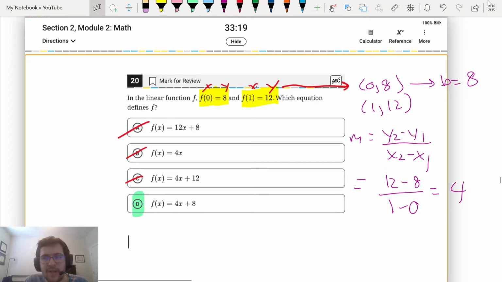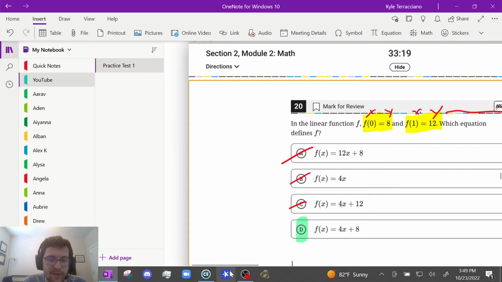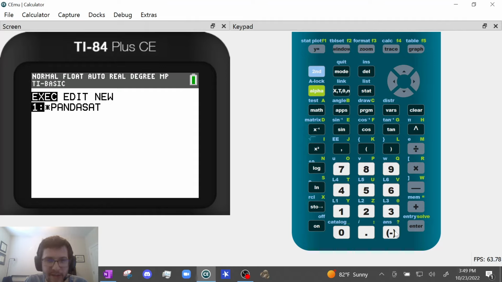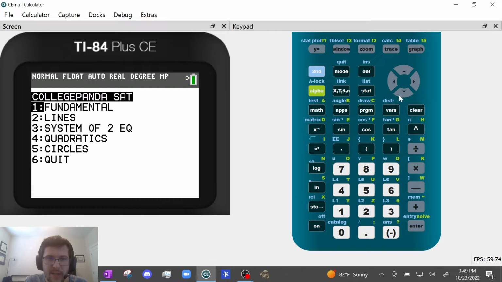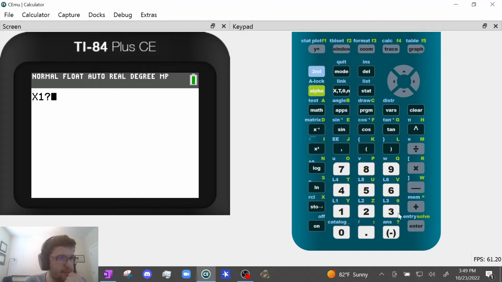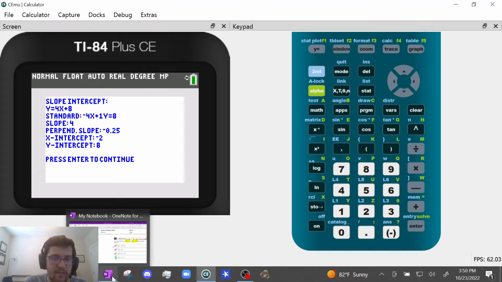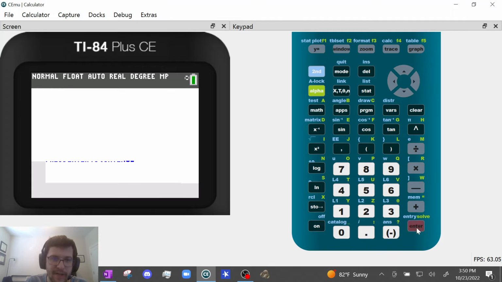And again, as long as you understood the function notation, you really don't need to know how to do this question, because there's no calculator section anymore. So you can just go in, and especially if you have the Panda SAT program from College Panda, you can do 0, 8 as one of your points, and then 1, 12 as one of your points. And it tells me y equals 4x plus 8. So wow, that would have been even faster. That would have saved me maybe 10 or 20 seconds. Very, very handy.